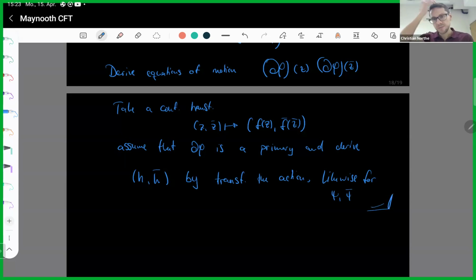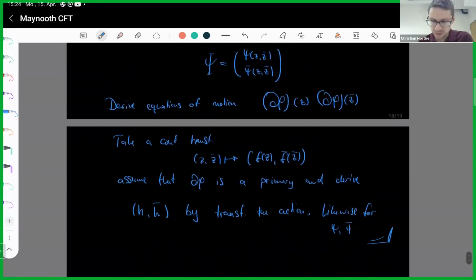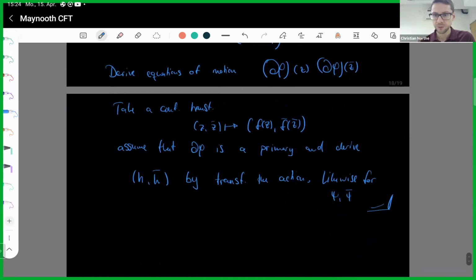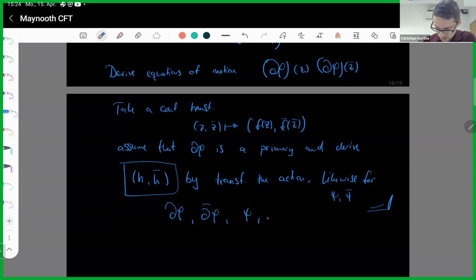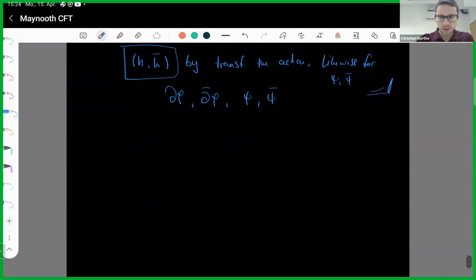In the notes, I'm a bit more clear on the exercise. Maybe here I'm being a bit sloppy. The point is that you're going to find the conformal weights. So the point is to find the conformal weights for the fields del phi, del bar phi, psi, and psi bar. That's sort of what you're expected to do. Okay.